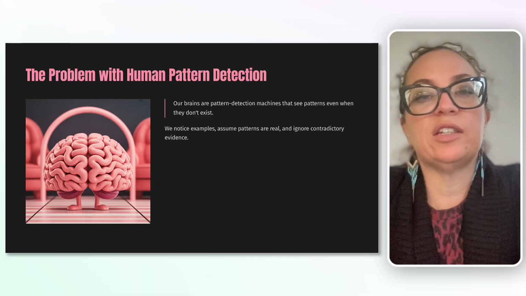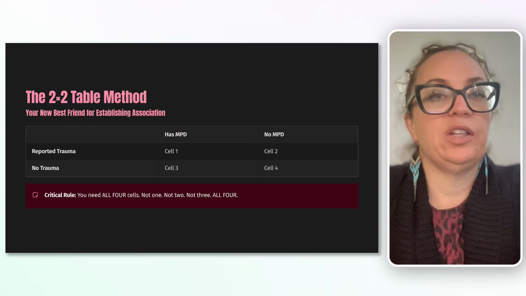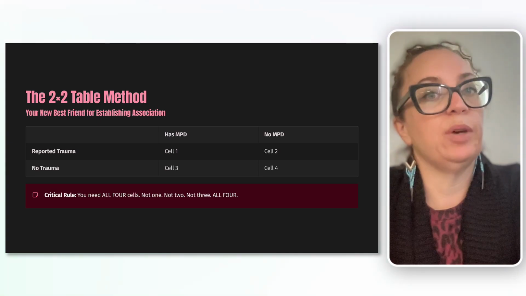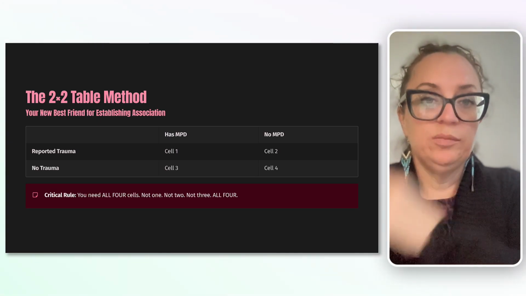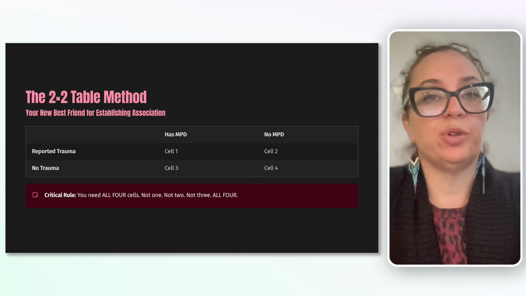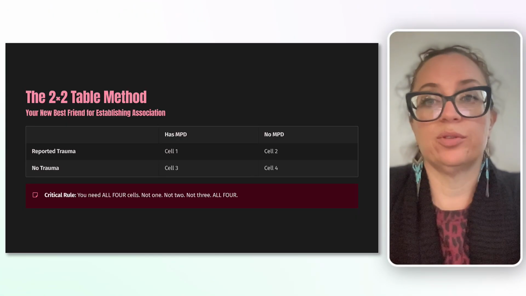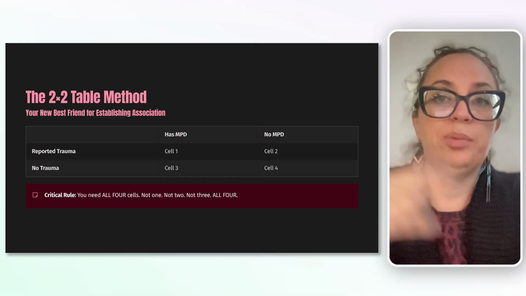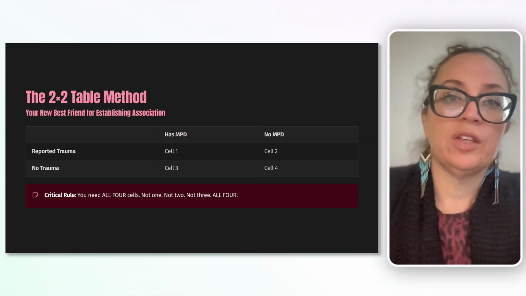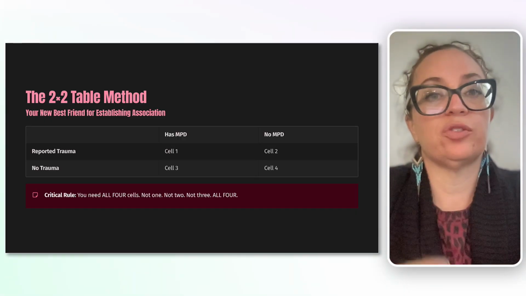So how do scientists actually determine if an association is real? Let me introduce you to the 2x2 table. So let's use a real example from psychology, one that's actually quite controversial, multiple personality disorder. It's now called dissociative identity disorder, or MPD/DID. There's a theory that multiple personality disorder is caused by childhood trauma, particularly sex or physical abuse.